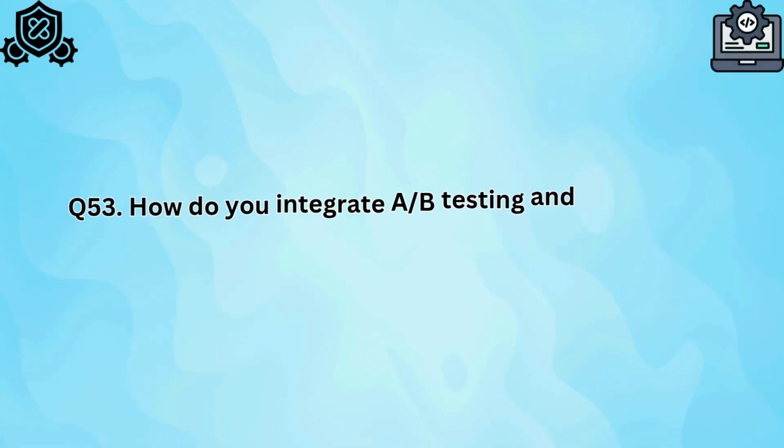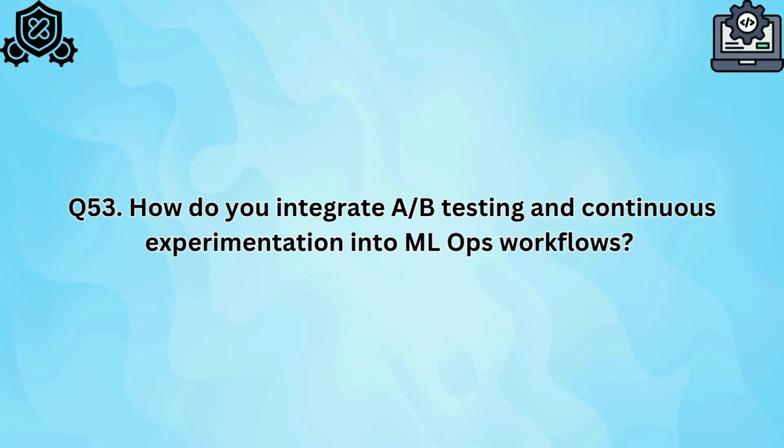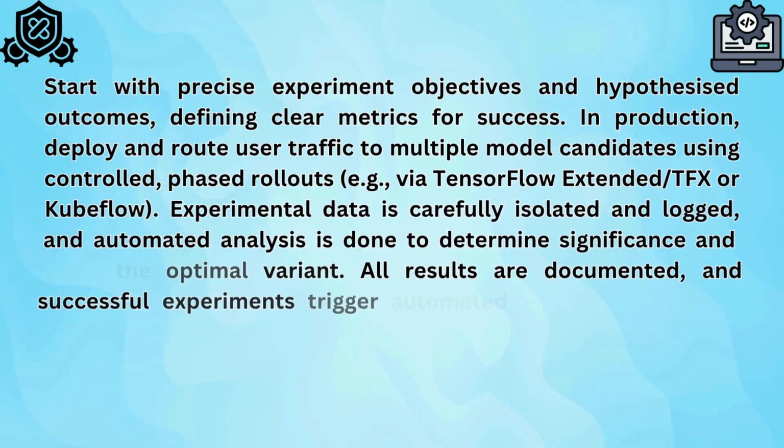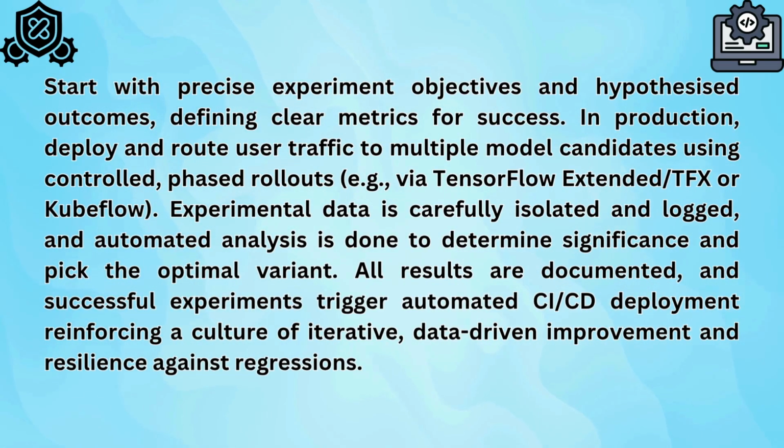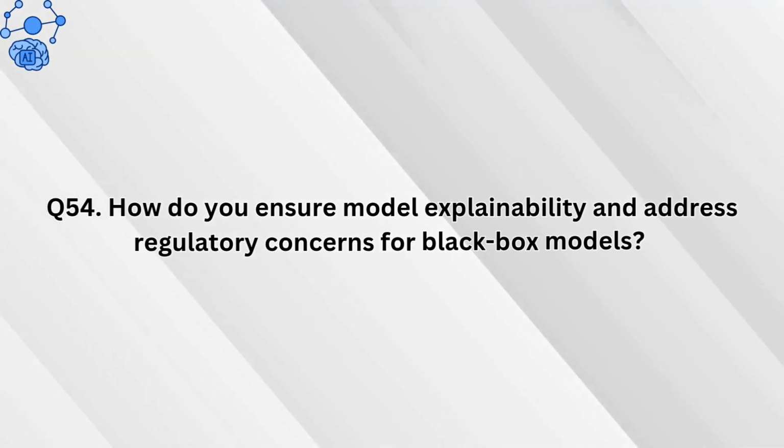How do you integrate A/B testing and continuous experimentation into MLOps workflows? Start with precise experiment objectives and hypothesized outcomes, defining clear metrics for success. In production, deploy and route user traffic to multiple model candidates using controlled, phased rollouts, for example via TensorFlow Extended, or TFX, or Kubeflow. Experimental data is carefully isolated and logged, and automated analysis is done to determine significance and pick the optimal variant. All results are documented, and successful experiments trigger automated CI and CD deployment, reinforcing a culture of iterative, data-driven improvement and resilience against regressions.